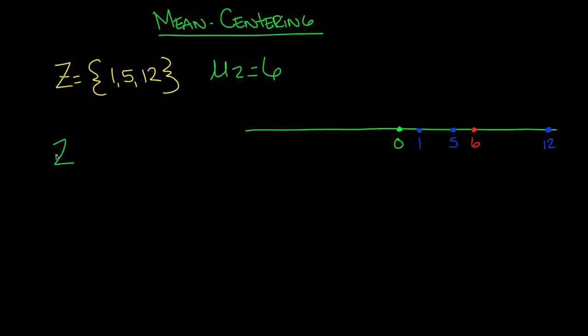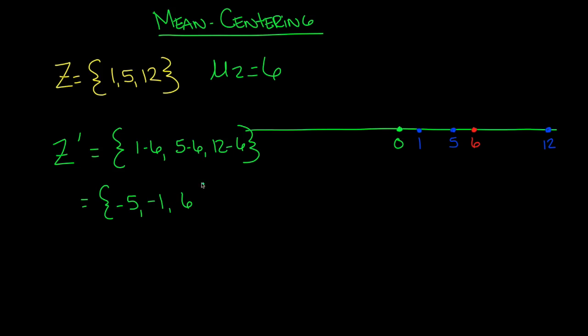What I'm going to do is, to every element in Z, subtract off the mean. So 1 minus 6, 5 minus 6, 12 minus 6. And oh dear, 3 examples of arithmetic in public. This is minus 5, this is minus 1, and this is 6. So there's Z prime. Note, if I compute the mean of Z prime, I get 0: minus 5 plus minus 1 plus 6, over 3, works out to be 0, unsurprisingly.